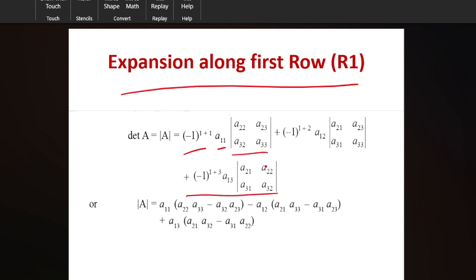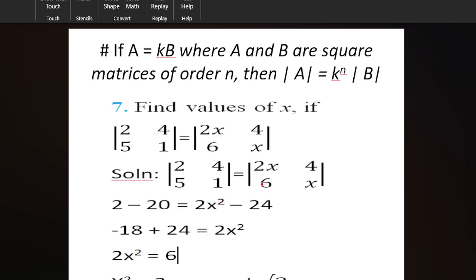Next, we are getting the minors, so 2 by 2, we know how to expand. So it will be plus 1 into A11 into the expansion of this 2 by 2 determinant: A22, A33 minus A23, A32. Likewise, minus A12 into the minor, and next A13 into its minor. So in this way, expand a 3 by 3 determinant.